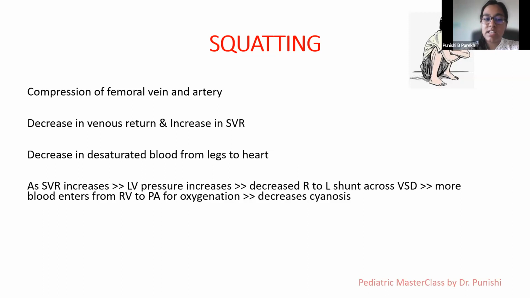At the same time, as the SVR increases and the LV pressure increases, there's decreased right to left shunting across the VSD. And now more blood enters the pulmonary arteries from the right ventricle. So more amount of blood can actually go to the lungs for oxygenation, and that will help in decreasing your cyanosis. This is the mechanism of squatting and how squatting helps to abort a cyanotic spell.